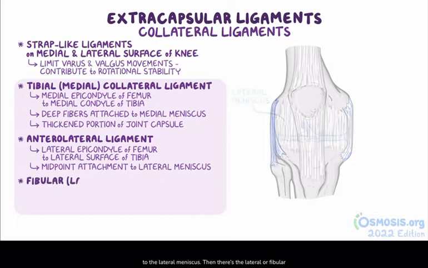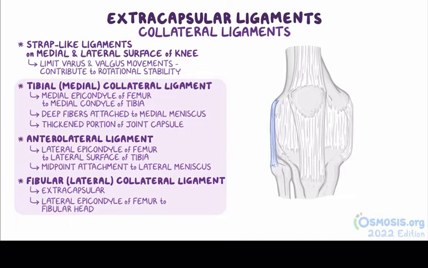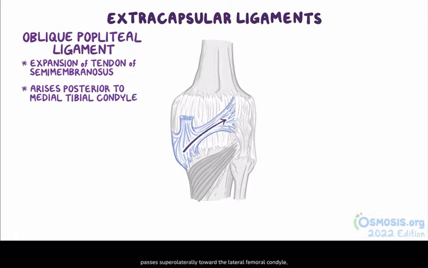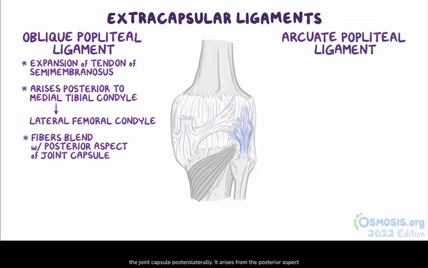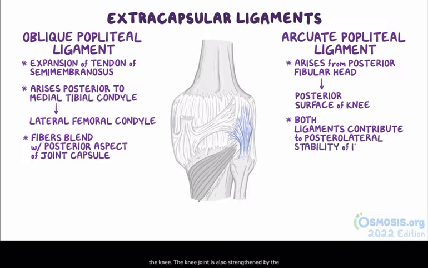Then there's the lateral or fibular collateral ligament, which is a cord-like extracapsular ligament that extends inferiorly from the lateral epicondyle of the femur to the lateral surface of the fibular head. Then there's the oblique popliteal ligament, which is an expansion of the tendon of the semimembranosus that reinforces the joint capsule posteriorly. The ligament arises posterior to the medial tibial condyle and passes superolaterally toward the lateral femoral condyle, blending with the central part of the posterior aspect of the joint capsule. And finally, the arcuate popliteal ligament strengthens the joint capsule posterolaterally. It arises from the posterior aspect of the fibular head and spreads over the posterior surface of the knee joint. Both the oblique and the arcuate popliteal ligament are thought to contribute to posterolateral stability of the knee.